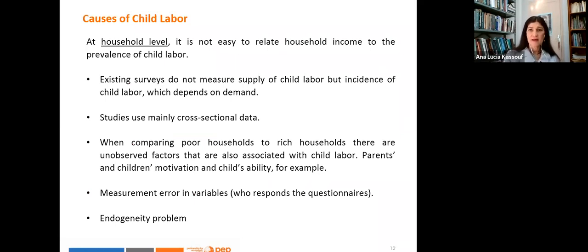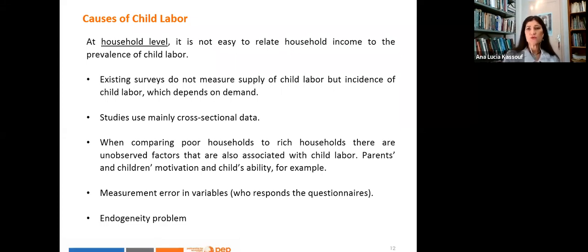At household level, it's not so easy to relate child labor and income. Why is that? Because usually surveys do not measure supply of child labor, but they measure incidence of child labor, which depends on the demand. And demand is complicated because we have a lot of children in poor countries working in their own farm, in their own household, and it's difficult to differentiate demand and supply in this case.